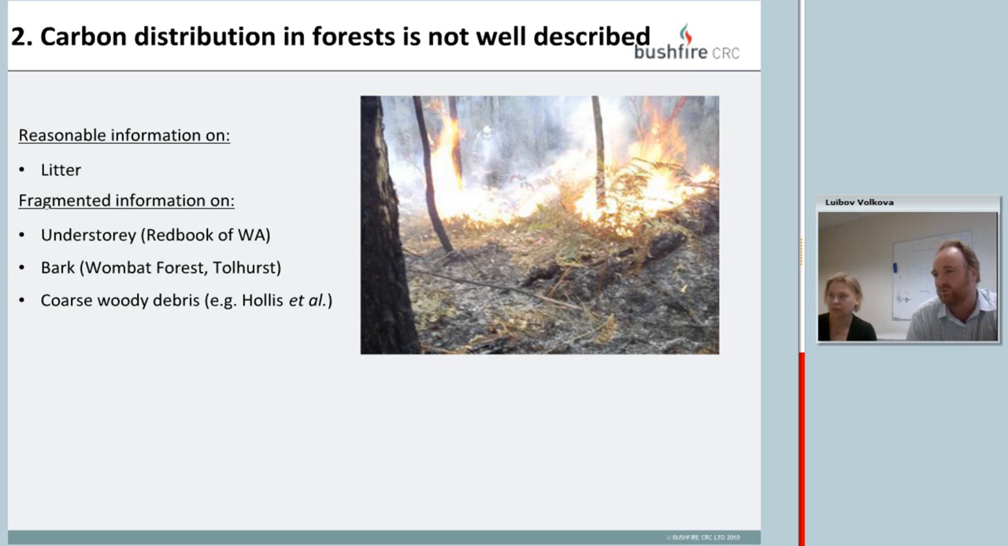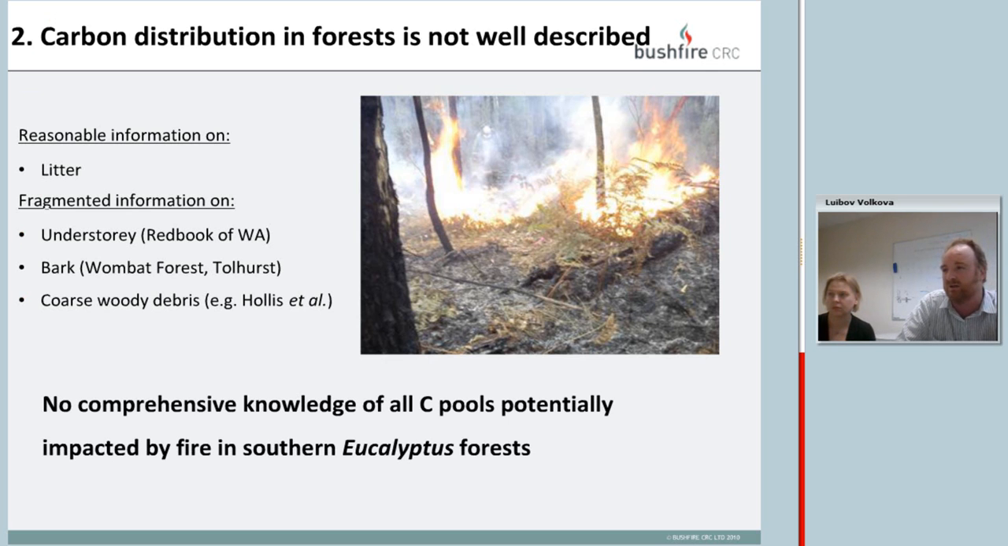So when we started this project, we found within the literature and a range of agency reports a reasonably good information on the amount of carbon that was susceptible to loss and emission in the litter layer, but a more fragmented understanding of the distribution of carbon across the other important aspects, or the other areas of the forest that burn, being understory, bark and coarse woody debris. Now, fire managers have understood this, and our aim really has been to try and help them to come to a better understanding or knowledge of all the carbon pools that are potentially impacted by fire.